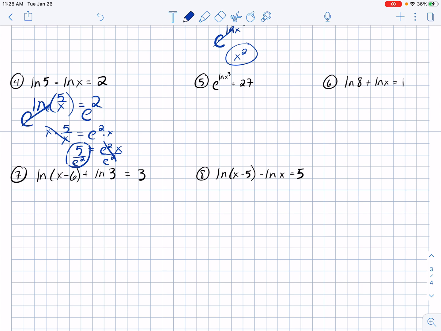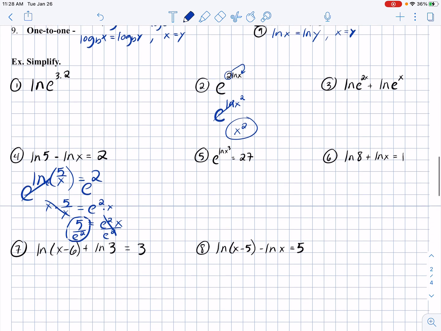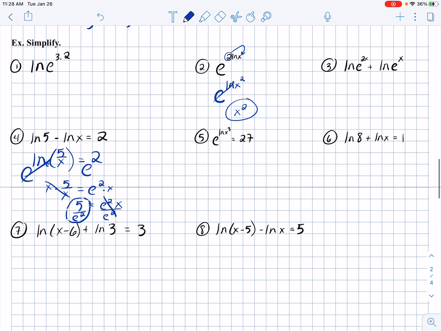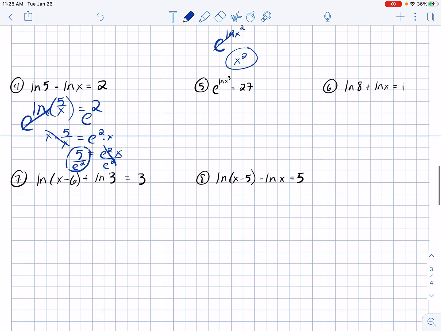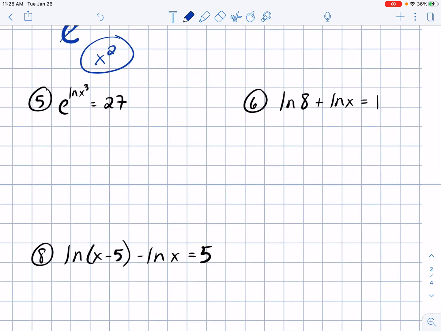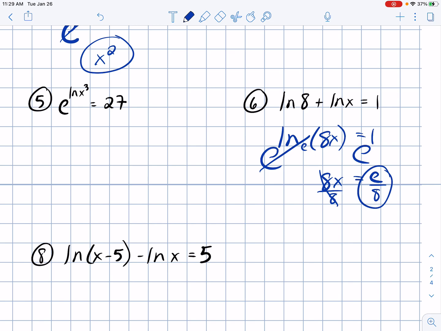All right, let's try number 8 and then see if you can do the other 4 on your own. Okay, let's try 6 and 8, sorry. For 6, you're adding, so we can combine these as a product. The natural log of 8x with the base e equals 1. You don't need to write your base e if you don't want to. I'm just reminding us that we need to exponentiate by e. And we're left with 8x equals e. Divide both sides by 8, and we have e over 8.